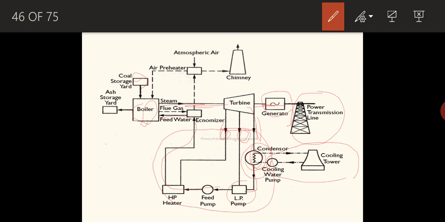From the initial portion we extract a small quantity of high pressure steam, and it is supplied to the high pressure heater. From in between we also extract a small quantity of steam which is not completely expanded, and that is supplied to the low pressure pump. You can see that the steam, finally expanded, passes through the condenser and is converted into liquid state. That liquid then passes through the low pressure pump.